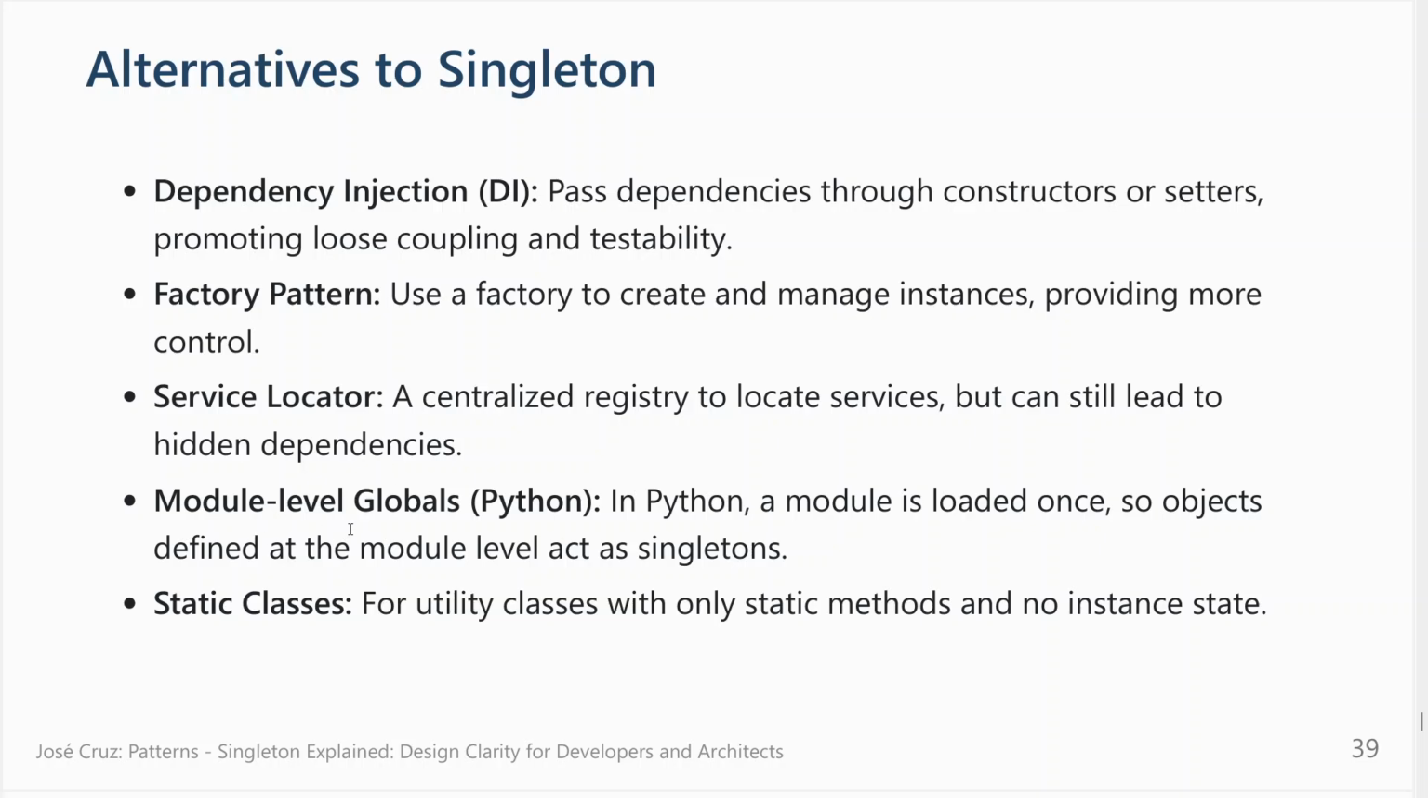Module level globals, again in Python, has different mechanisms, like the metaclass, that can help implement different ways of doing the singleton. And static classes are utility classes with only static methods and no instance state. I don't think Java has static classes, but for instance C# contains static classes that you can use, which are always loaded when the application starts.